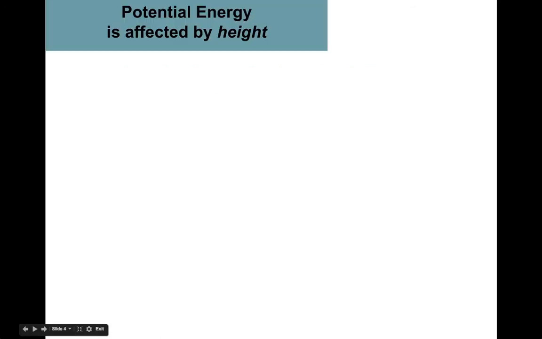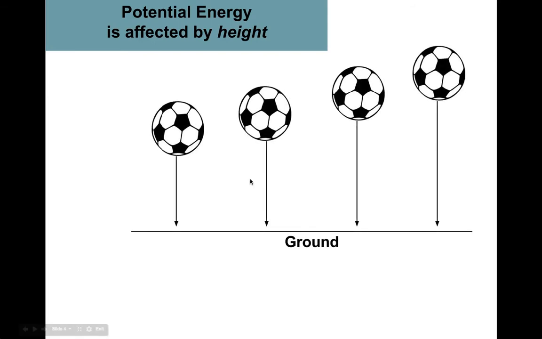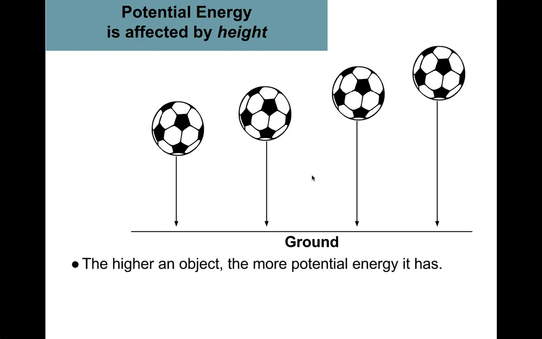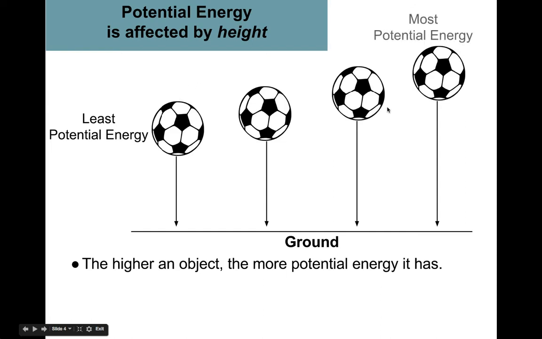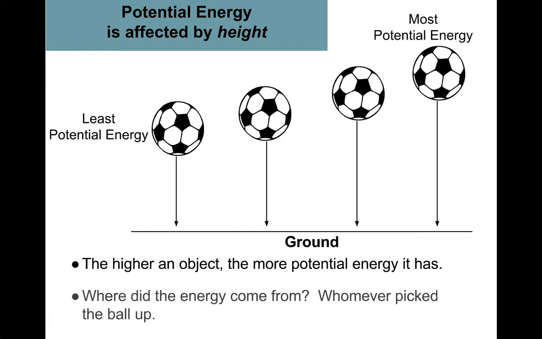Potential energy is affected by height. So if we have the 4 soccer balls, which soccer ball has the most potential energy? This one, because the higher an object, the more potential energy it has. So again, this one has the least potential energy, this one has the most potential energy. Where did that energy come from? It came from whoever picked up the ball. So whoever's holding the soccer ball, they're transferring their energy into the soccer ball.